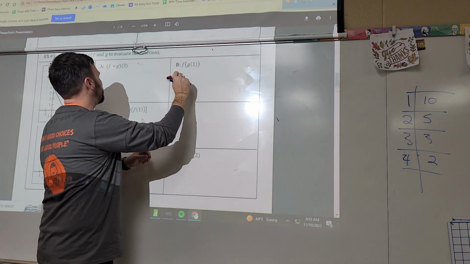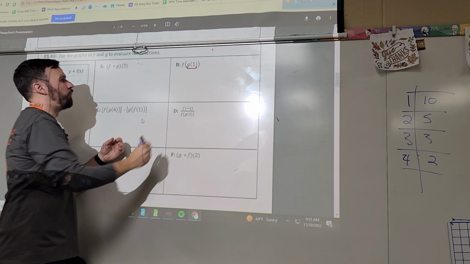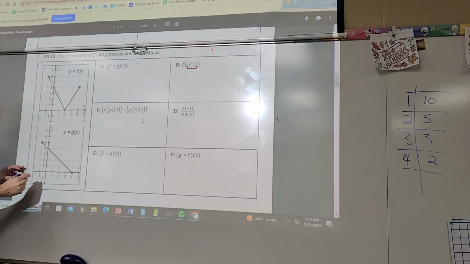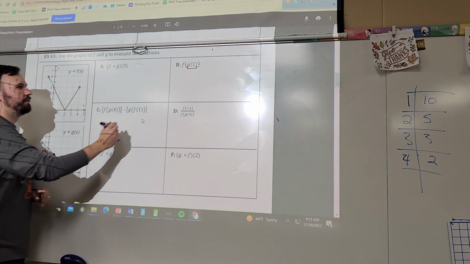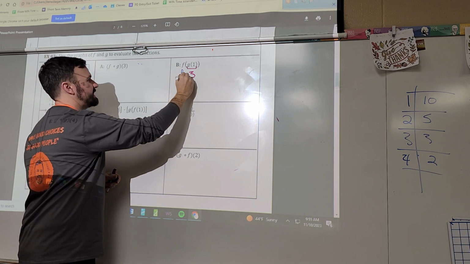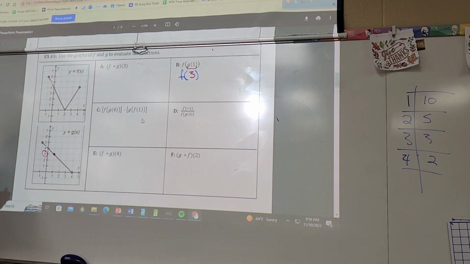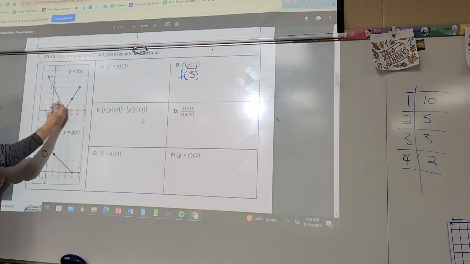So I'm doing f of g of 1. It's written right here, right? So what's g of 1? 3. So I go down here and I plug in 1. And what's my y value? 3. Do y'all see that? So now I have to do f of 3. So I go up here, and what's f of 3? 2.